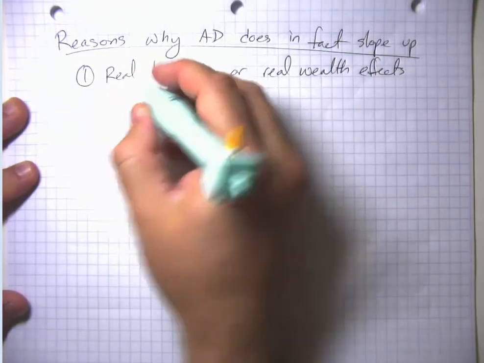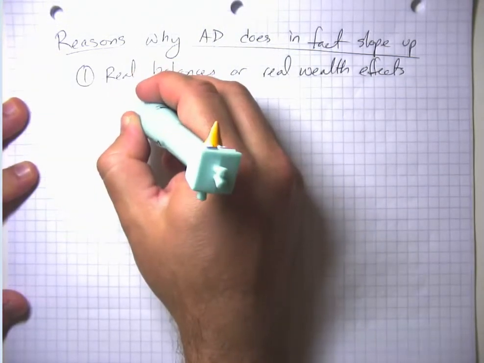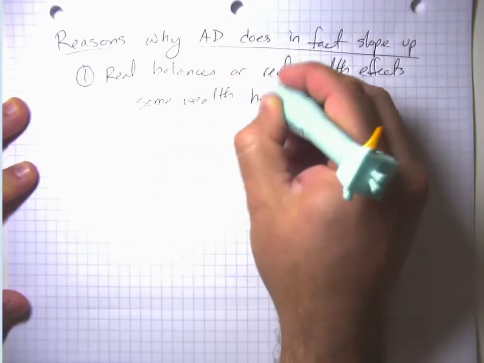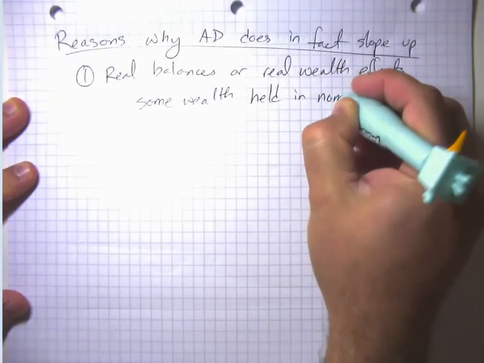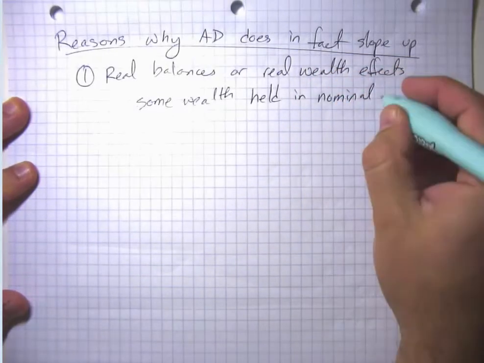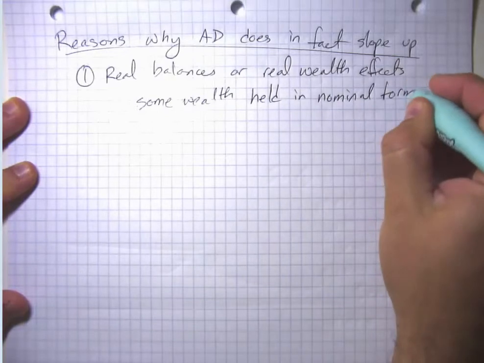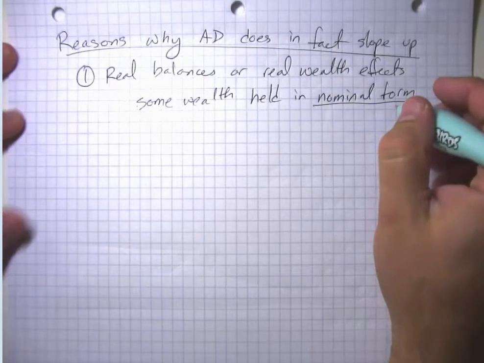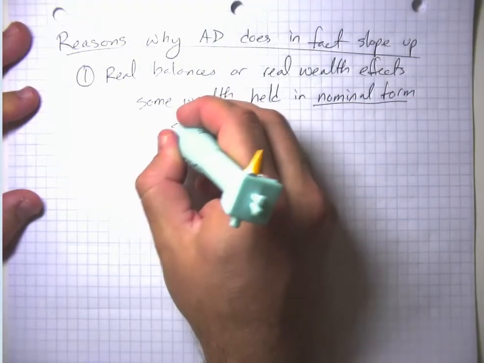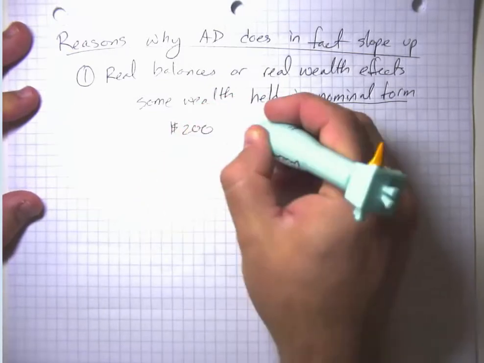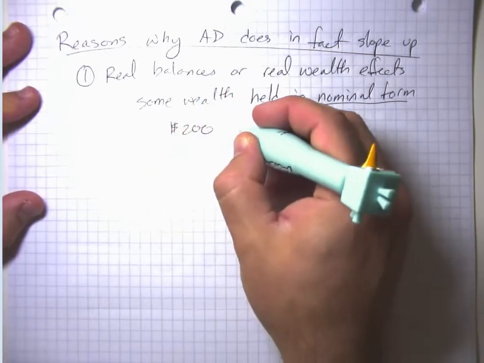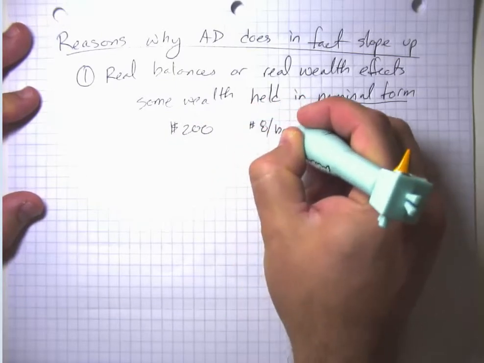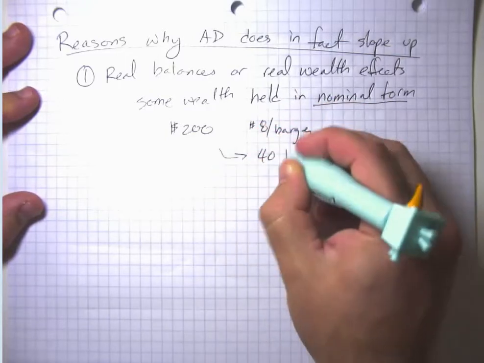And the idea here is that some wealth is held in nominal forms. So your currency in particular is specified to have a particular nominal value. That $20 bill has a particular value. And so if you have $200 and the price of a super fancy burger is $8, then you can afford to buy 25 burgers.